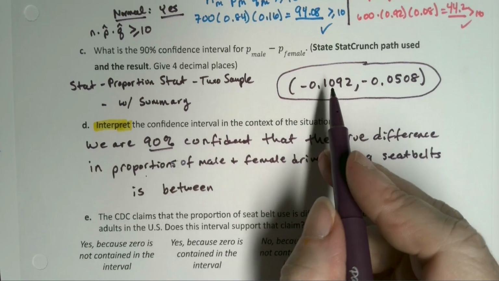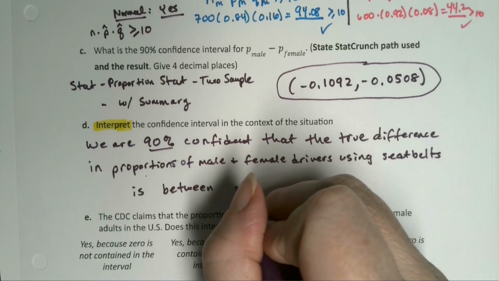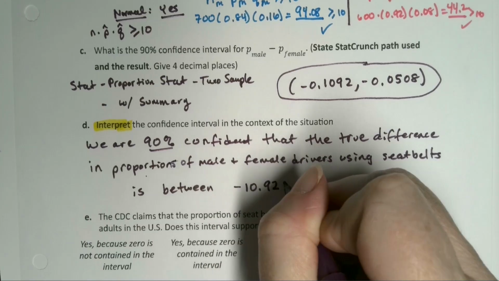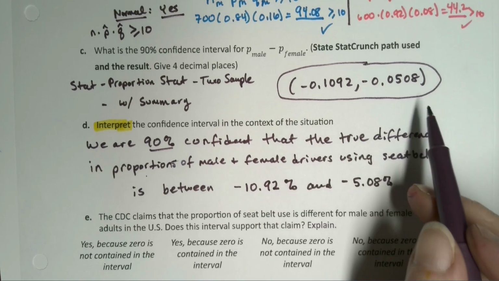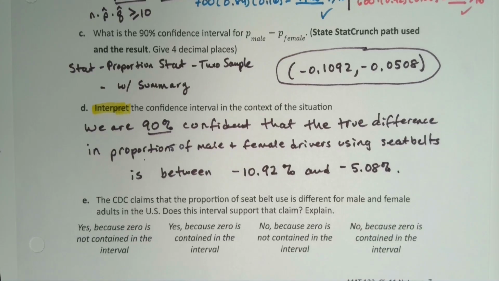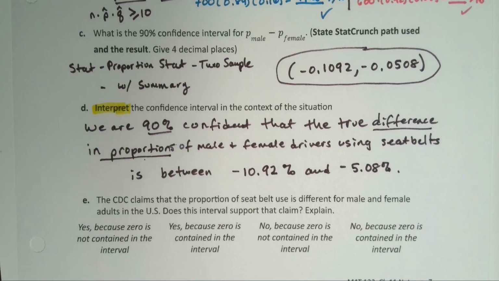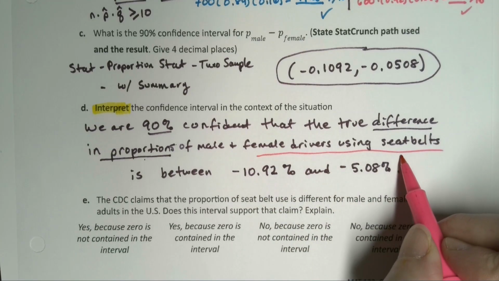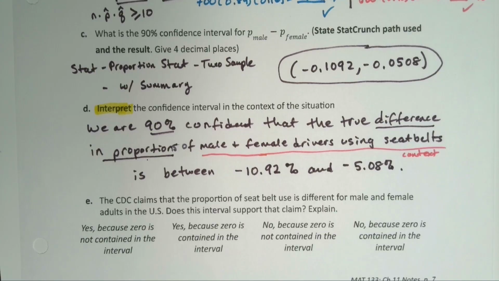the low number, and you can just write it as a decimal, or you can change it to a percent, whichever way you like it. So I'm going to change it to a percent, negative 10.92% and negative 5.08%. But again, if you want to leave them as decimals, that's fine. Percents are just a little bit more fluid for when we're speaking English. All right, so it's the difference in proportions. That part has to be there. And then all of this piece is really the context, right? Proportions of what? What were we talking about? So that's all that is. But the rest of it is pretty much the same as it was back in chapter 9.